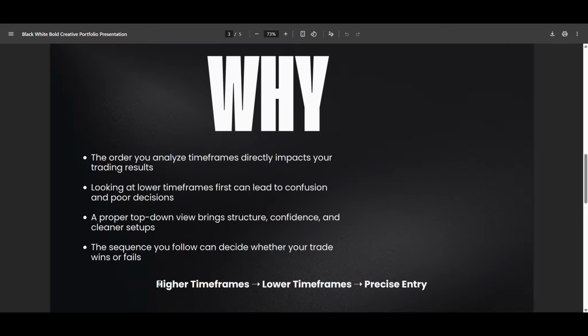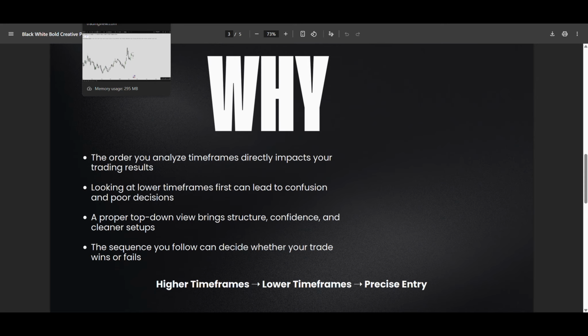So you can take a look at the structure or sequence, and you should definitely memorize it for your future analysis. This structure gives you clarity, confidence, and better decisions. And honestly, the way you move through time frames can be the difference between a winning trade and a losing one. So right now, let me show you the concept and a real example.